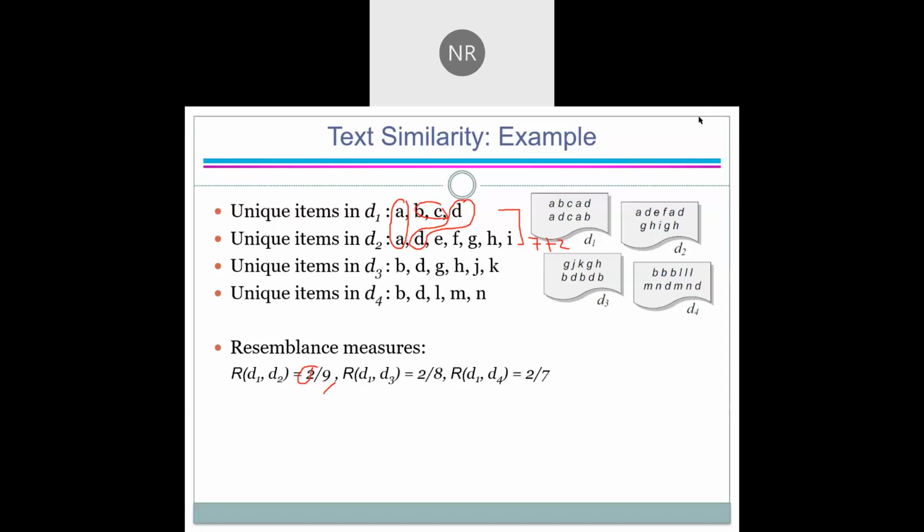If you want to find the resemblance for document 1 and 3, we are looking at the common ones, B and D, so they are 2. This is 6 plus A and C, so 2 more, and we have 8. That's how we find the resemblance between two documents. And for the distance, we just subtract from 1.